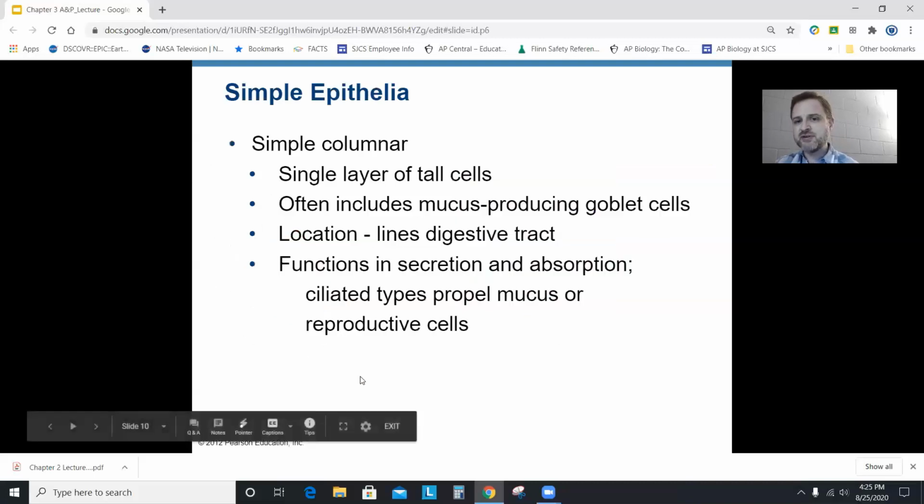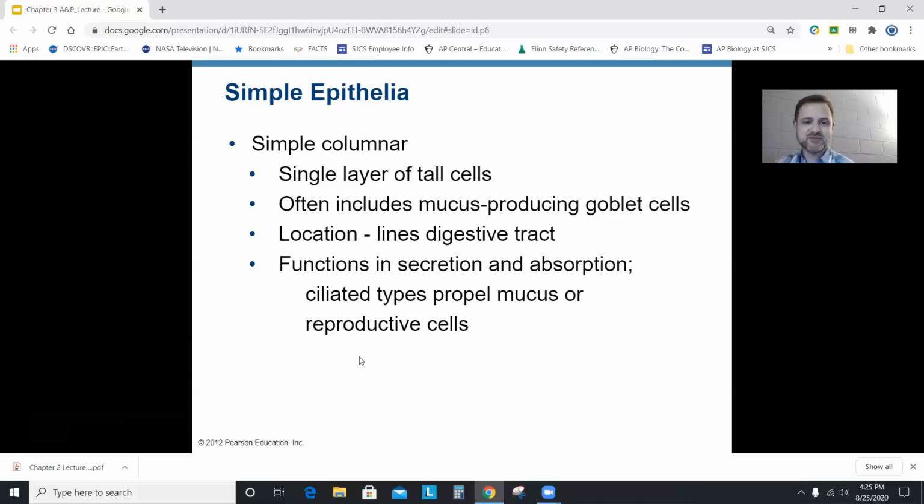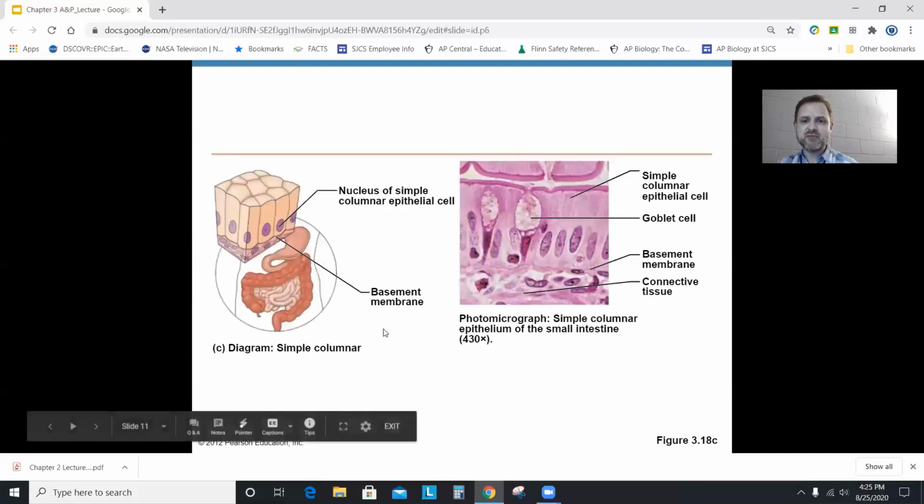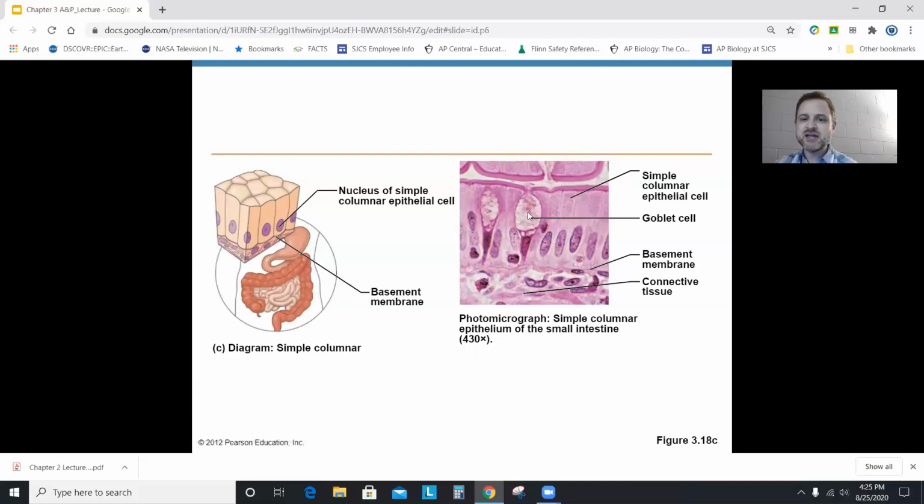Simple columnar would be a single layer of column-shaped cells. Similar idea. The functions are going to be secretion and absorption. Some can be ciliated. Sometimes, because these are thicker, they might have cells called goblet cells. Goblet cells produce mucus. If you're talking about the lining of your digestive tract, you have these goblet cells that produce mucus, which is secreted into your digestive tract. In this diagram you can see a single layer of these columnar-shaped cells. Here you see a goblet cell that's producing, in this case, mucus, which is going to be secreted out of the membrane.